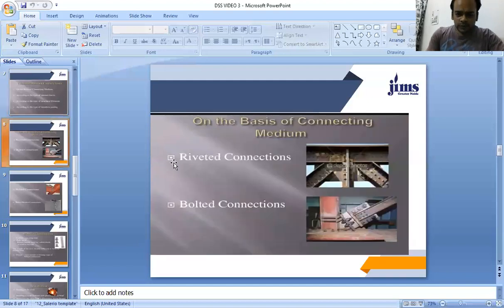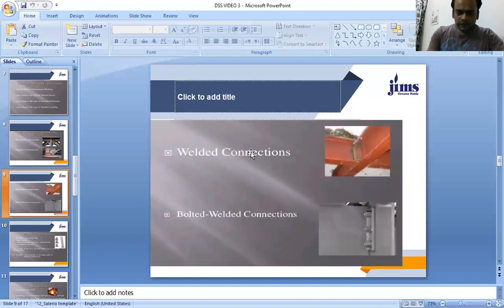These are a few more diagrams. This is a riveted connection which we can see here, and these are the bolted connections. We will see these diagrams later on. These are a few more diagrams of bolts, like these two girders are joined here by using bolts. These two steel members are joined here by using bolts.